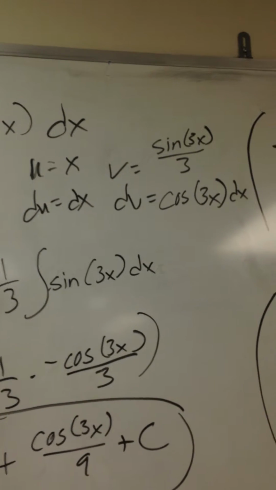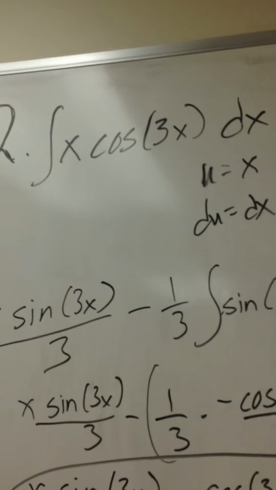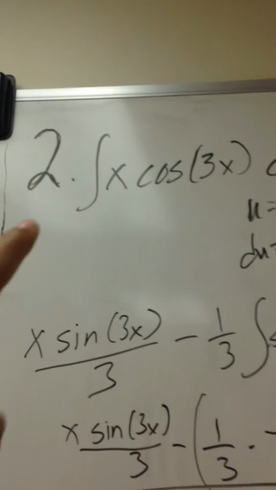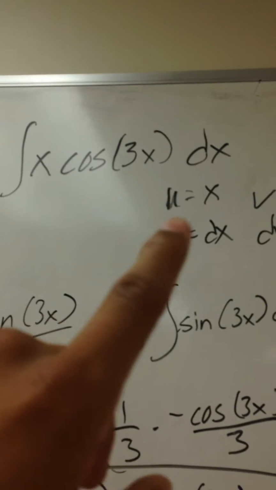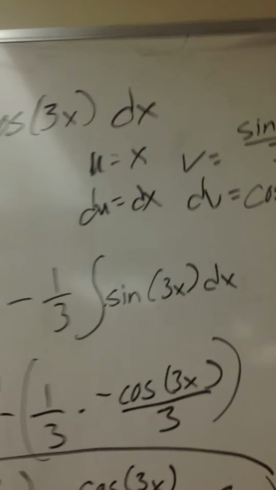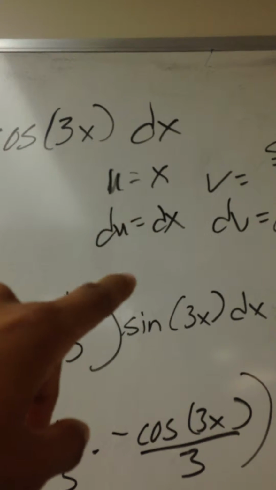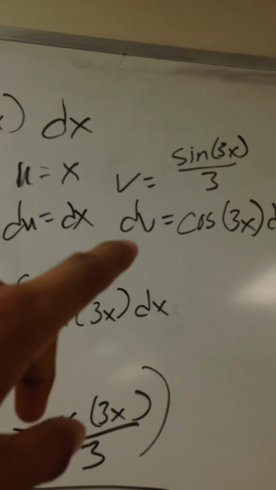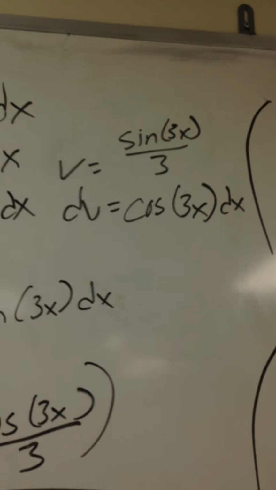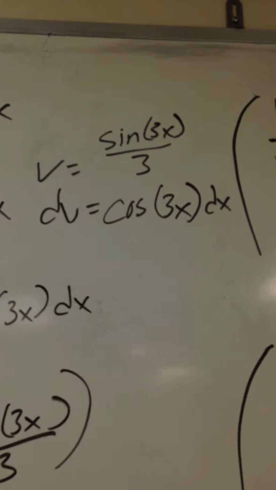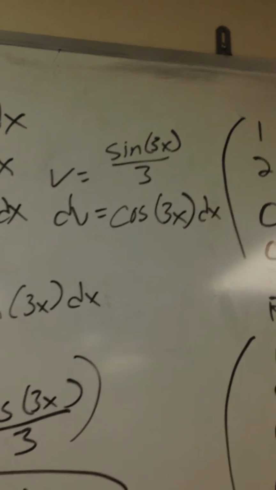So you set your u equal to x, because algebraic expression comes before the trig, so that's your algebraic expression. And then dv is the rest of the term, so cosine 3x dx. And then you take the derivative of x and you get your du term, so it's just dx. You can think of a 1 right there. And then your dv, you take the integral and you get sine 3x over 3, because you got to remember to divide it by the number in front of your x.